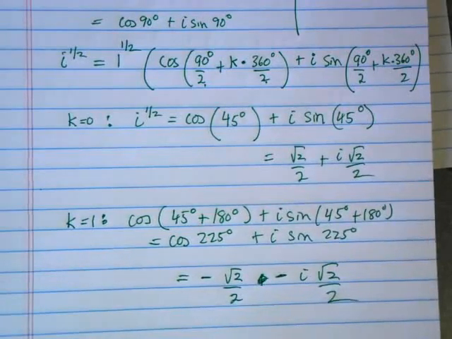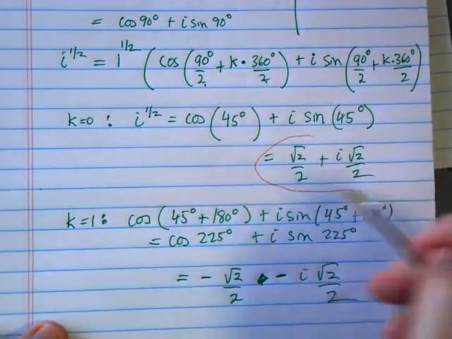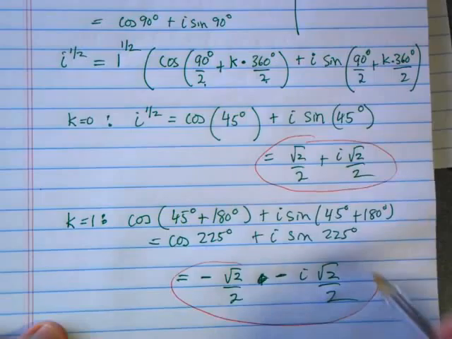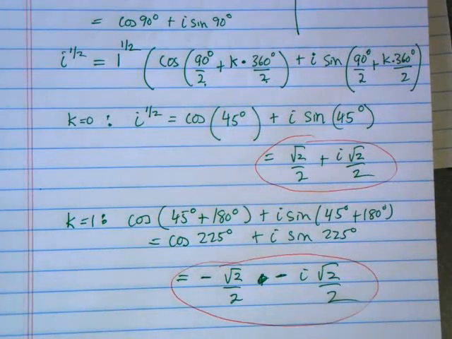So notice, in a sense, we got one positive answer, one negative answer, but they're not really positive and negative because they're complex numbers, but you get the pattern. You get the positive things for a and b, and you get the negative things for a and b. So there's the square root of I. Now you know what the square root of I is. You always wanted to know that, didn't you?